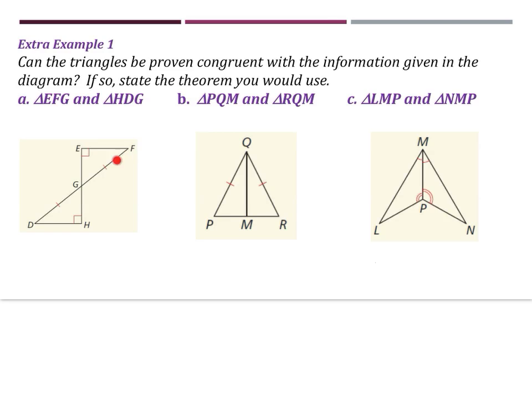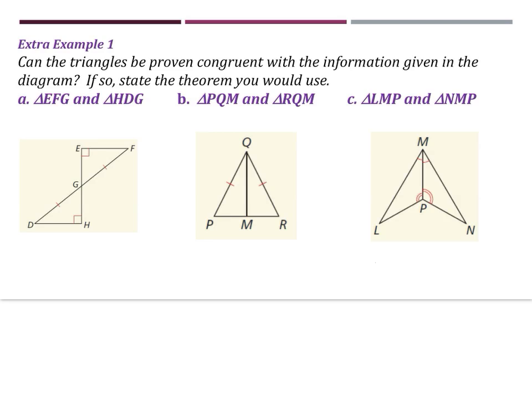So we have GF with a tick mark and DG with a tick mark, so that means these two segments are congruent. So we have at least one pair of corresponding sides congruent, which means we have at least an option to prove these triangles congruent. We have to have at least one pair of sides, so check. And then we see right angle symbols for angle E and angle H, which helps us realize that these are right triangles. So we would be considering maybe the hypotenuse leg theorem.